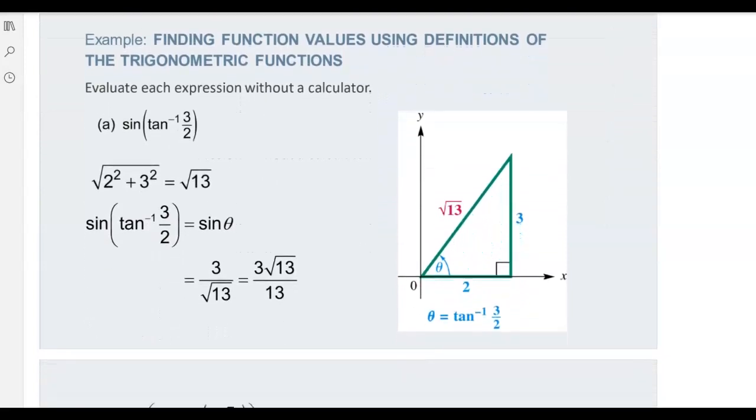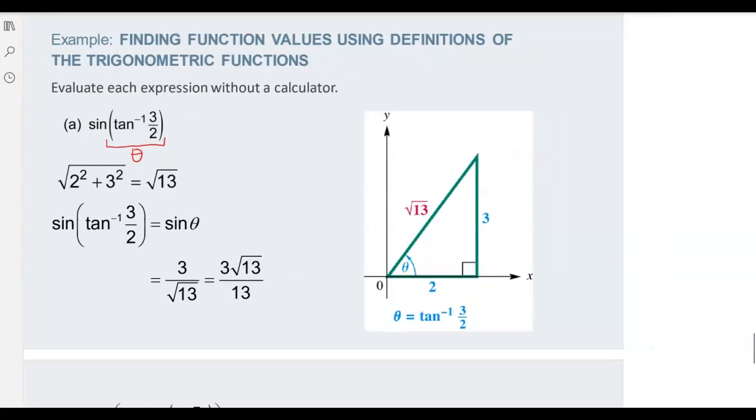So here's an example of something that you might see on a test, because it involves sort of thinking through a problem rather than plugging it into a calculator. If you plug this into a calculator, it's going to give you a decimal answer, and you won't be able to figure out this exact answer here. So the idea is that this right here is some angle. We don't know what it is. It's asking us, what angle has a tangent of 3 over 2? So what we do is we draw a picture, like we have over here on the right.